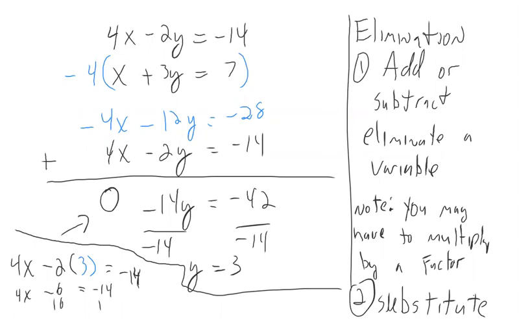Add 6, add 6. I get 4x equals -8. Divide by 4. Divide by 4. I'm going to apologize about that. X equals -2. And you see I get the exact same point again. -2, 3.